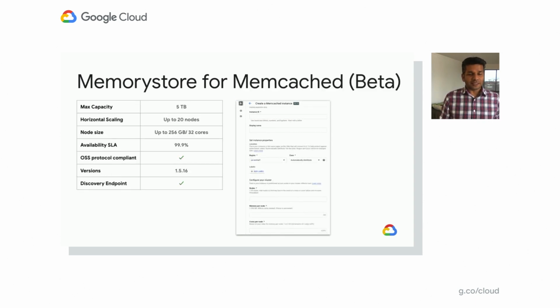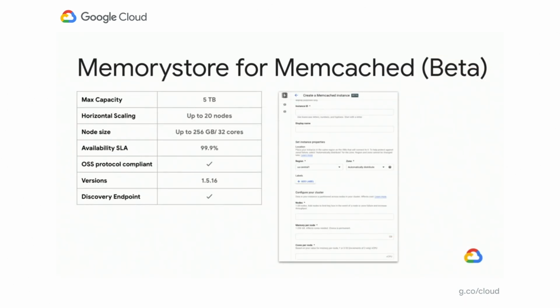We are also excited to announce that we are providing support for Memcached as part of Memorystore. So what we heard from customers is that there are a lot of Memcached deployments out there for legacy applications, and even for some new applications, customers would like to use Memcached. And with the support for Memcached today, now you have a fully managed Memcached instance that is available with Memorystore.